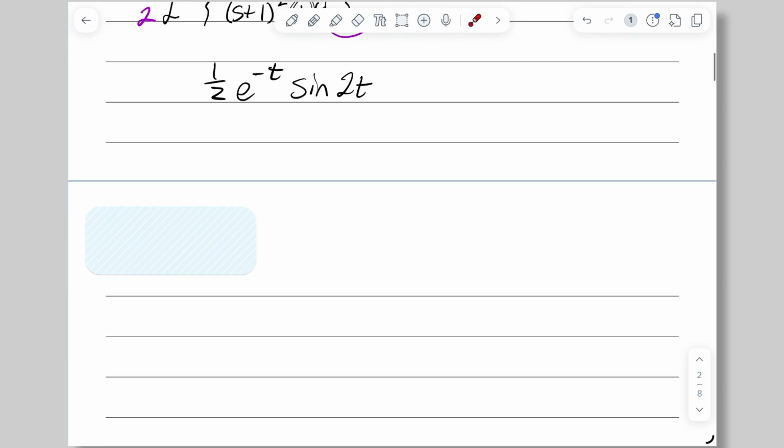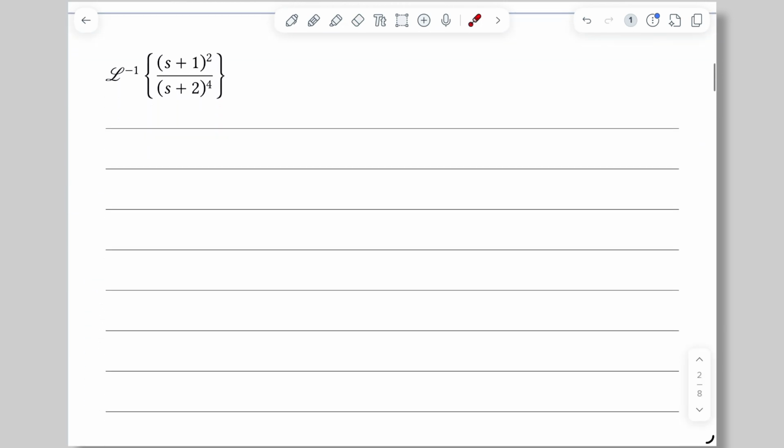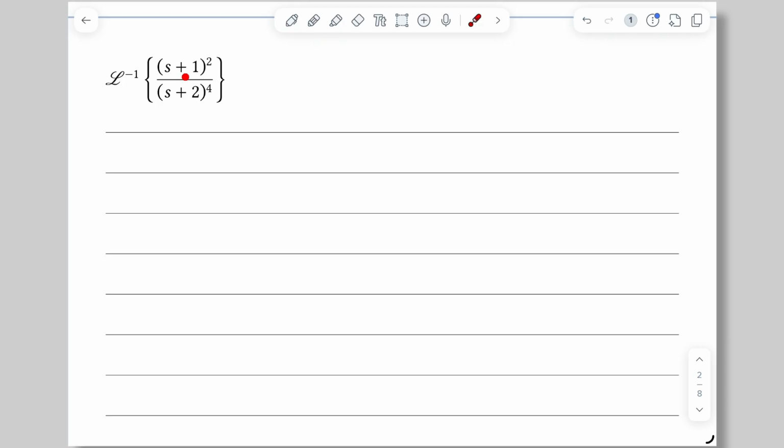Next up, we've got the inverse Laplace transform of s plus 1, the quantity squared in the numerator, s plus 2, the quantity to the 4th power in the denominator. There's no way to deal with the s plus 1 quantity squared in the numerator other than to expand it out. So inverse Laplace transform, s squared plus 2s plus 1 over s plus 2 to the 4th power in the denominator, with all those terms in the numerator, doesn't give us really anything nice.